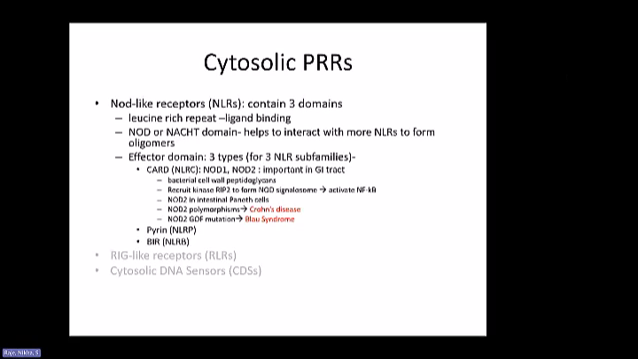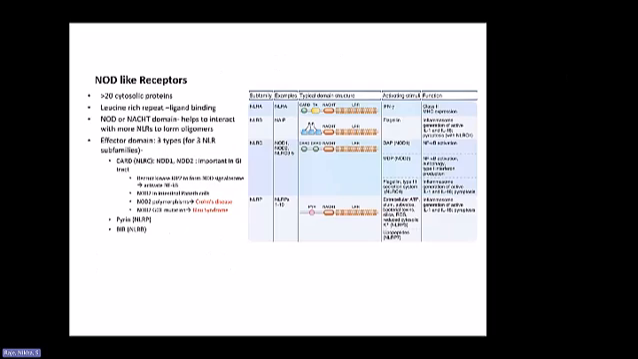So NOD2 is present in intestinal Paneth cells, and NOD2 gene variants can lead to diseases such as Crohn's disease or Blau syndrome. So if there is a loss of function variant, it causes Crohn's. If there's a gain of function variant, it causes Blau syndrome. All right, moving on.